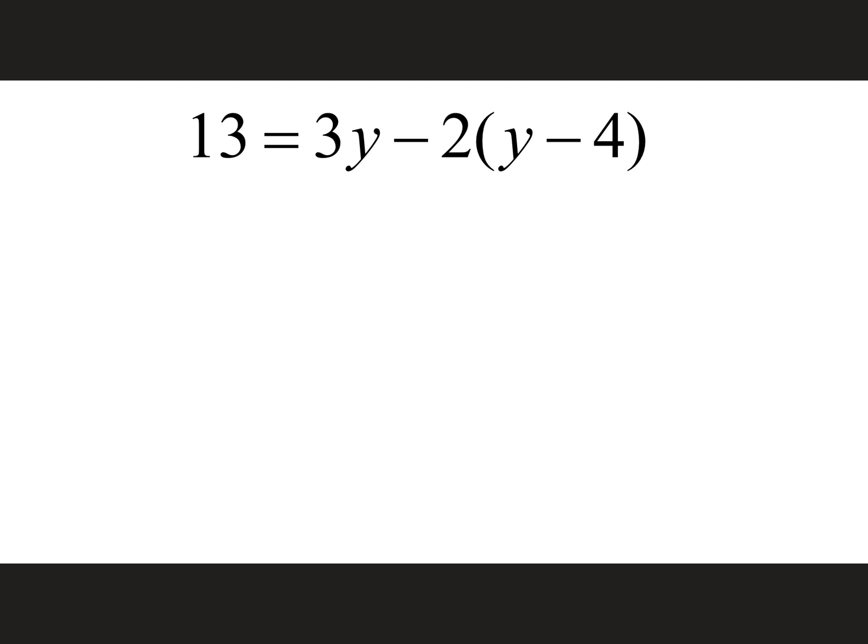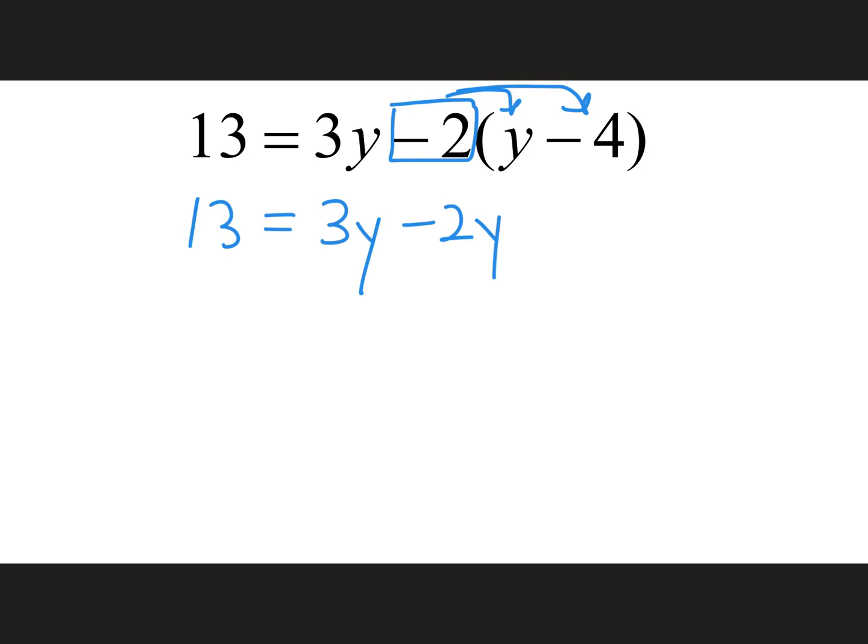Okay, what do you do first? Well, if you said the distributive property, you're right. But don't forget, I am distributing the negative 2, not just a 2. Alrighty, so I have 13 equals my 3y. And the negative 2 times y is just negative 2y. Negative 2 times negative 4 is a positive 8.